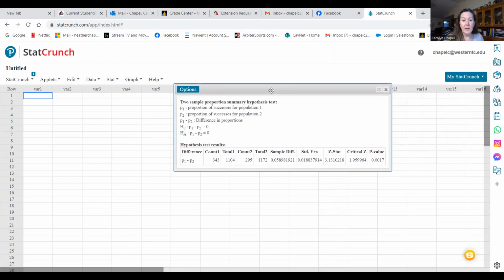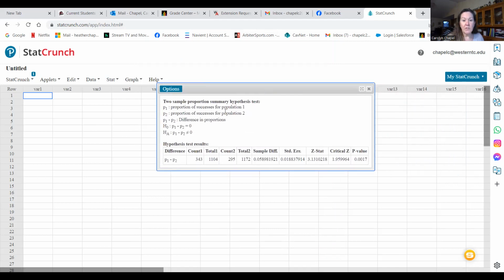And there we go. So here's our proportion for population 1, population 2. We're looking at the difference versus equal to 0, not equal to 0. You could have changed it to being less than or greater than at that point as well. Here it gives you all the information that you typed in, a good place to double check to make sure you did it correctly. Down here, we do see our Z statistic at 3.13. Notice they give us a lot more digits because they have a lot more information built in.